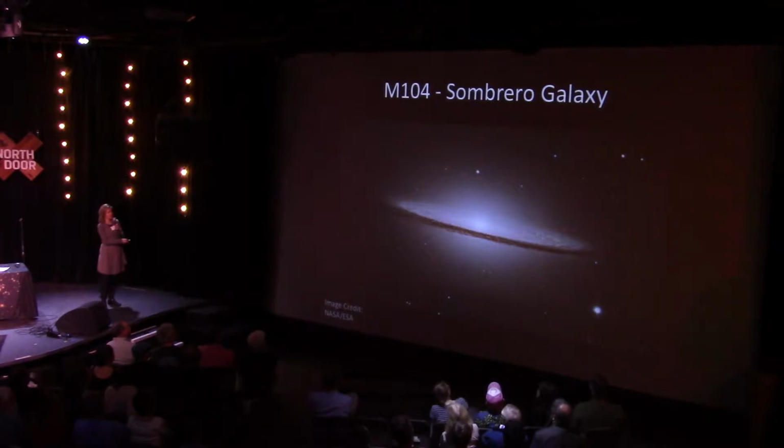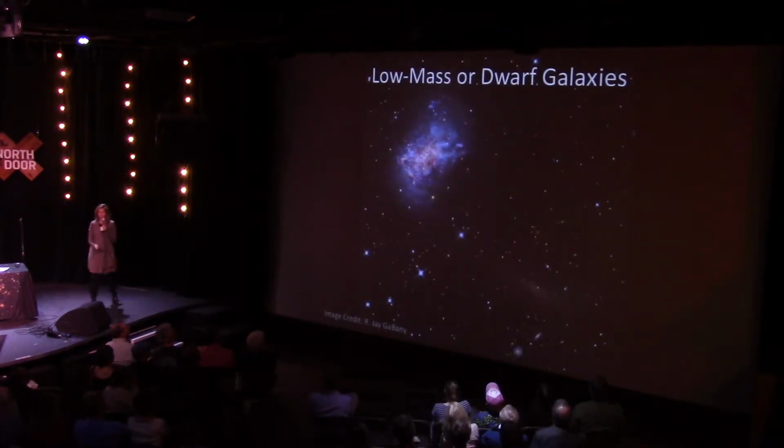In fact, I just measured the distance to this galaxy fairly recently. Despite its popularity in the media, we'd never actually had a precise distance to this galaxy. But we're going to talk about dwarf galaxies. So these look really different. This is a dwarf galaxy here, and it doesn't look like a spiral, and it doesn't look like an elliptical football.